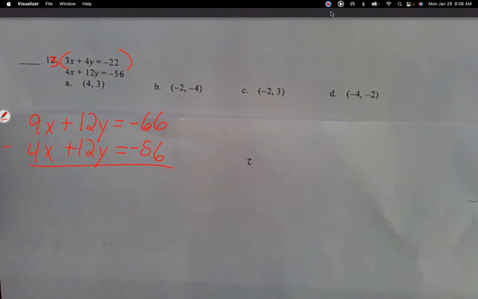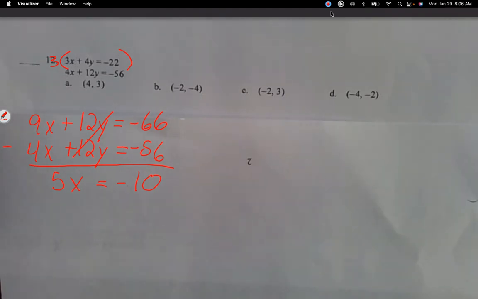What is 9x minus 4x? 5x. Those go away. And what is, be very careful here, type it in your calculator to check. Negative 66 minus negative 56. Negative 10. Oh, wait a minute. Because what you end up doing is adding them. Okay? So always on your test tomorrow, type it in to double check yourself, okay?